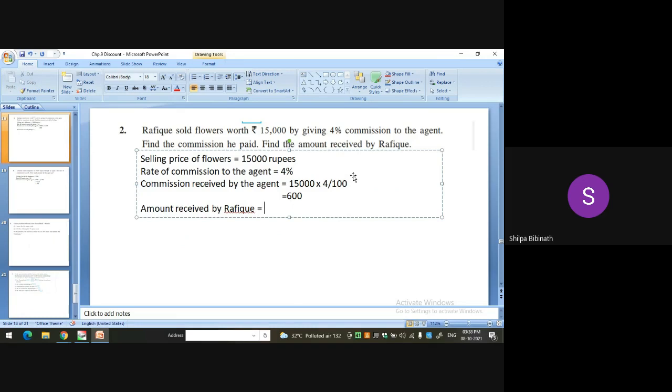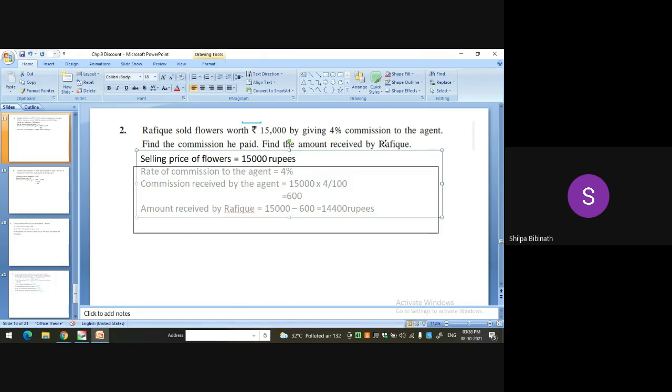15,000 is the sales, and then the commission he has to give from 15,000. So 15,000 minus what is the commission amount we found out? 600. So what will be your answer? Is equal to 14,400. 14,400 is the amount received by Rafiq. Okay, 14,400 rupees. So this is the final answer. We have found out the commission and also the amount received by Rafiq.